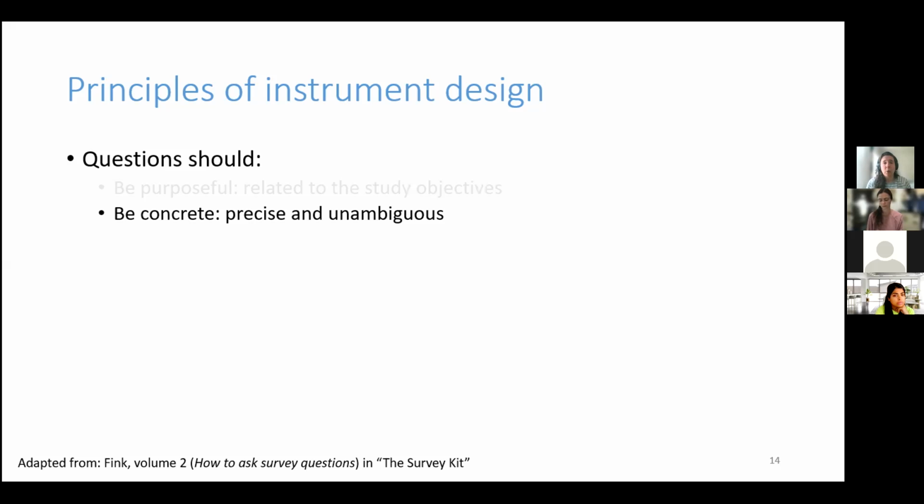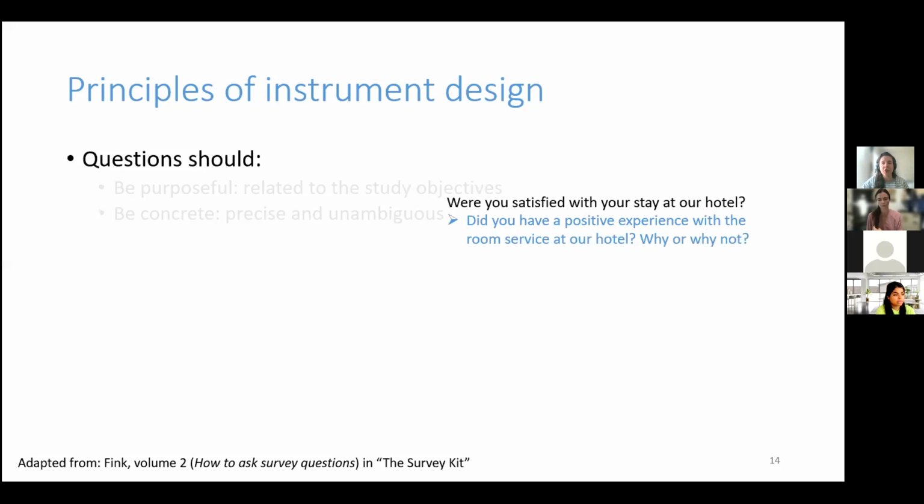The second is that the questions should be concrete. They should be precise and they should be unambiguous. I mean, this is like commandment number 1 for survey research design, but it's also really important for qualitative studies. And I'll show you an example why. So asking, were you satisfied with your stay at our hotel, can mean so many different things to different people.